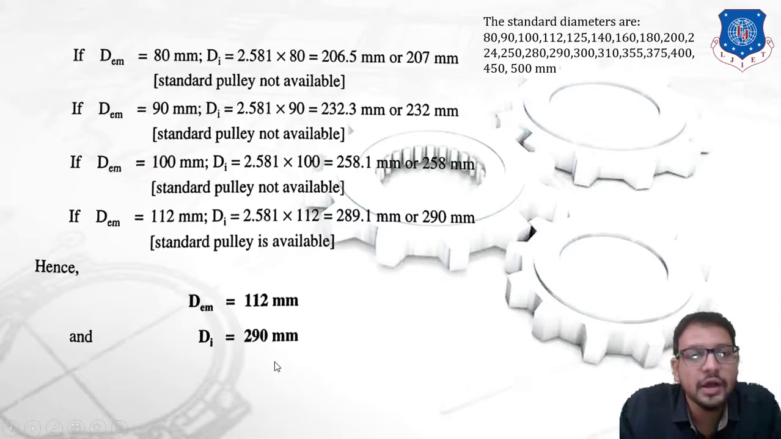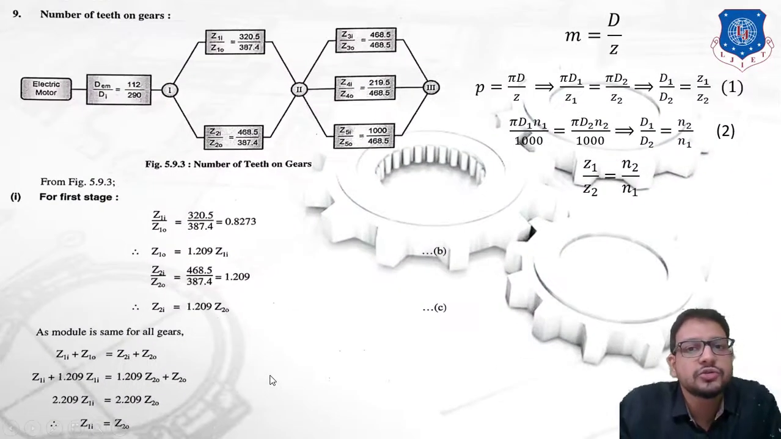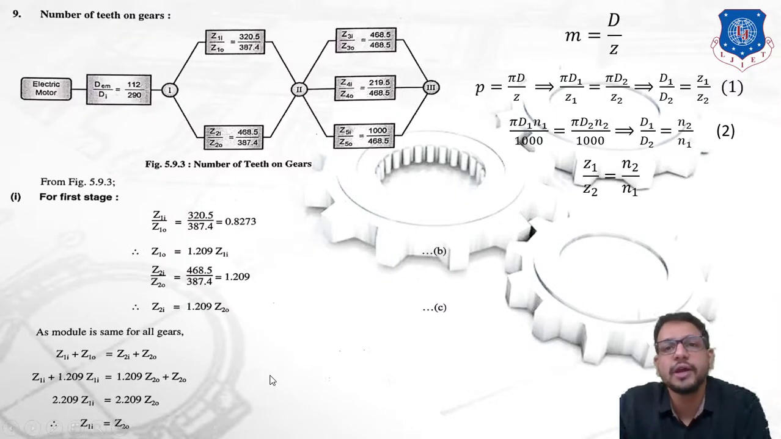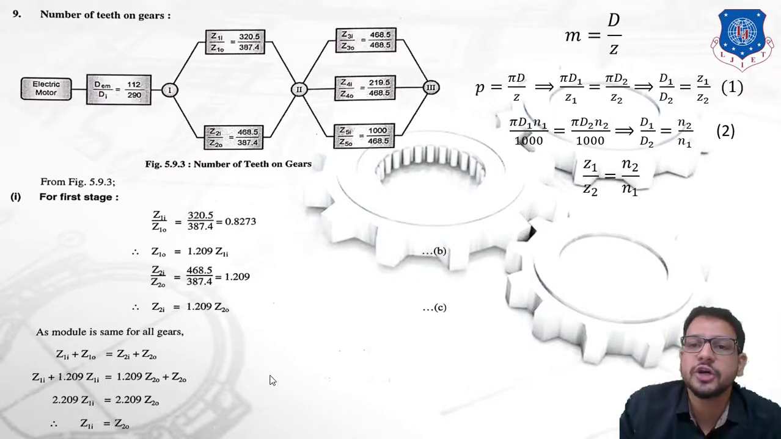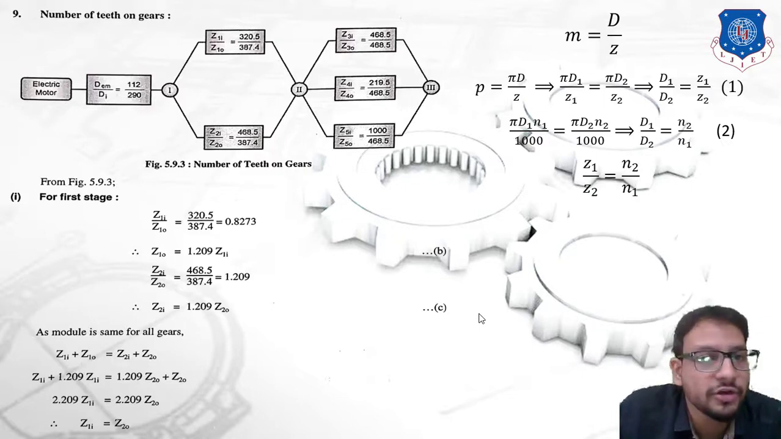Okay, now one last task is remaining. We need to determine the number of teeth. So how can we do that? Let's proceed further. Now for determining the number of teeth, we are going to use our equation of circular pitch. You would have studied in theory of machines, that is pitch circle diameter and all, right? That is the terminology of gear teeth.